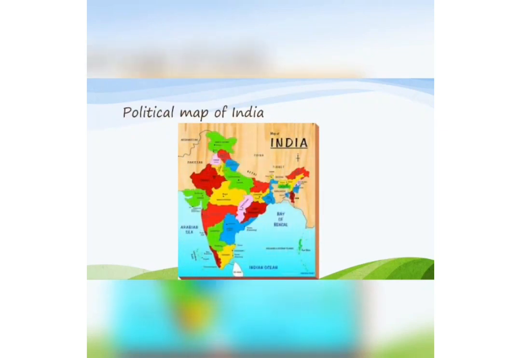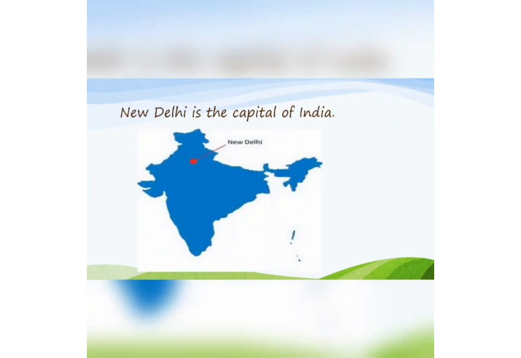This is the picture of the political map of India. It shows states and union territories of India along with their capital cities. India has 28 states and 8 union territories. Now, what is the capital of India? Yes, New Delhi is the capital of India.